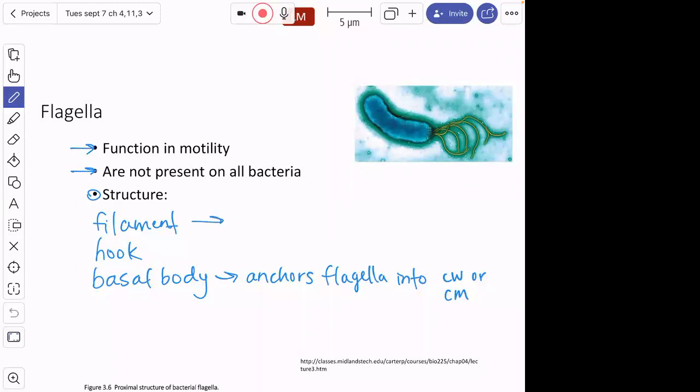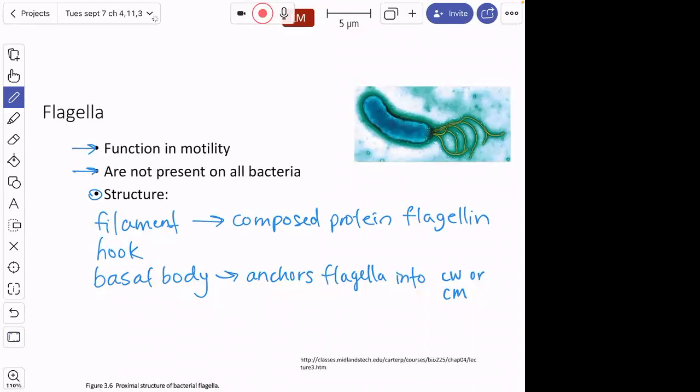And the filament is composed of the protein flagellin. Yeah, I love that when it makes sense, and the name of that protein reminds you of the structure. So protein flagellin, just lots of different subunits of that stacked.